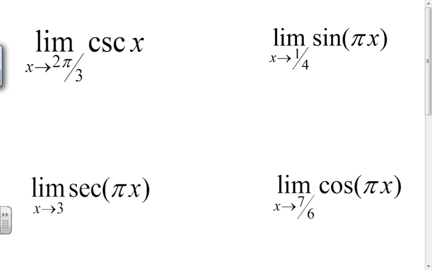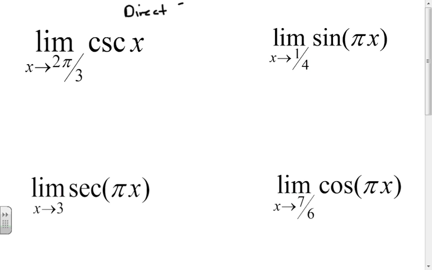All right. By request and dedication, many students struggle a little bit with limits and trig. So I'm going to go through a couple of examples of how to do trig limits. The most basic trig limits are ones where you're going to use direct substitution.